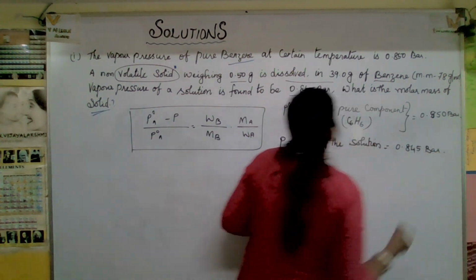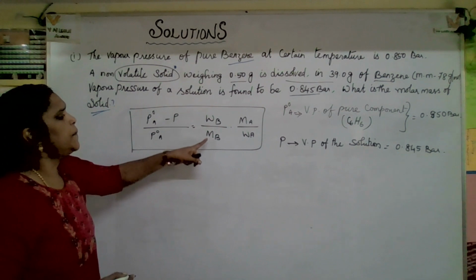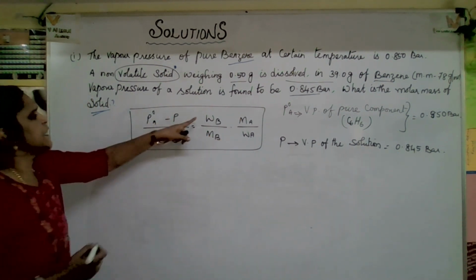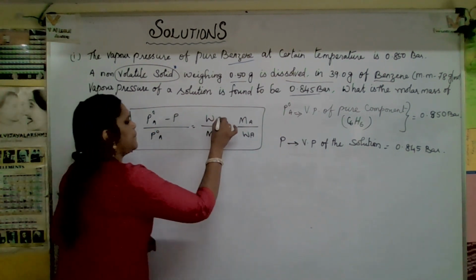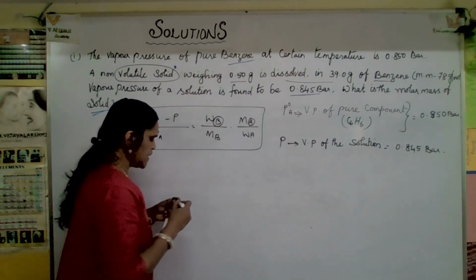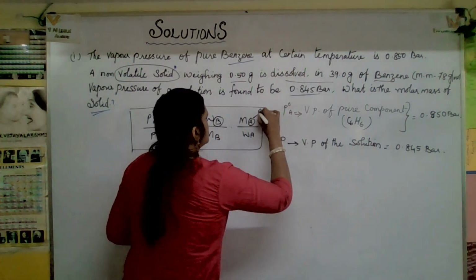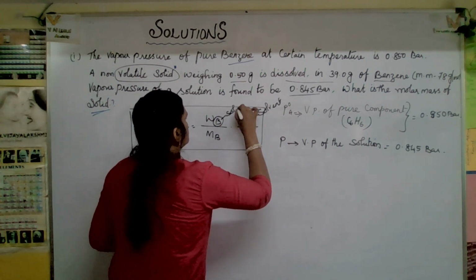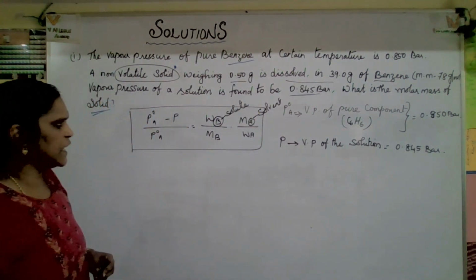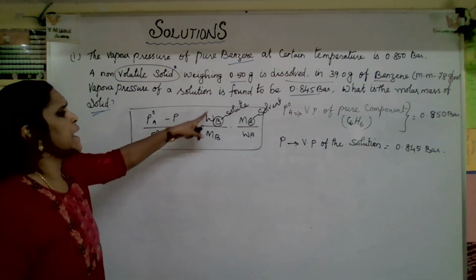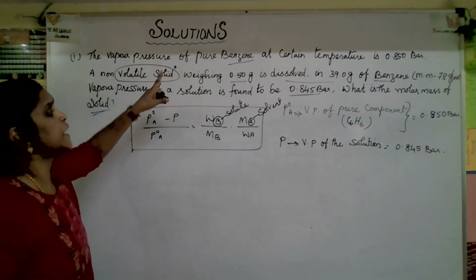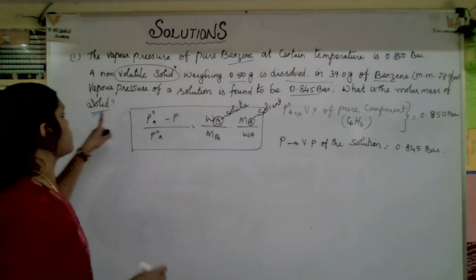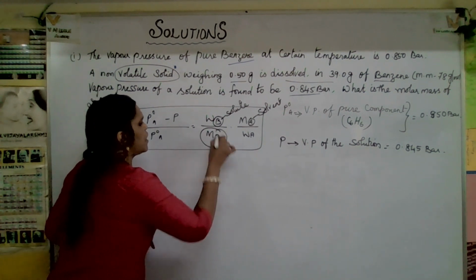Now, WB by MB into MA by WA. See, WB, it is A and B. A is a solvent, and B is a solute. This you have already learnt very clearly. Now WB is a non-volatile solid, given mass, and the molecular mass is what you have to find out. What is the molar mass of the given solid? So this only you have to find out.